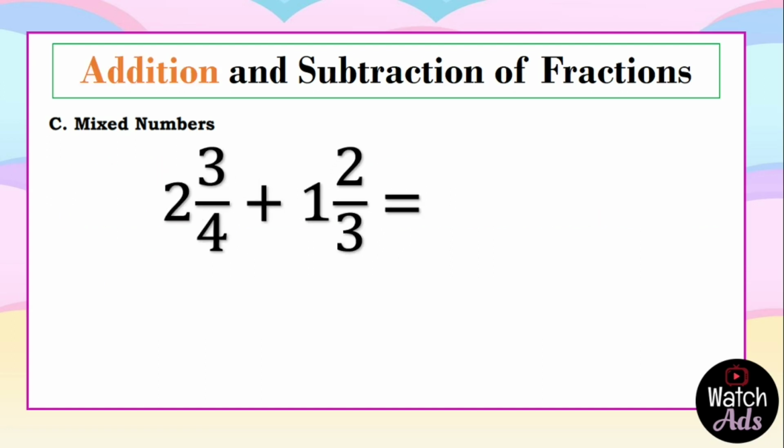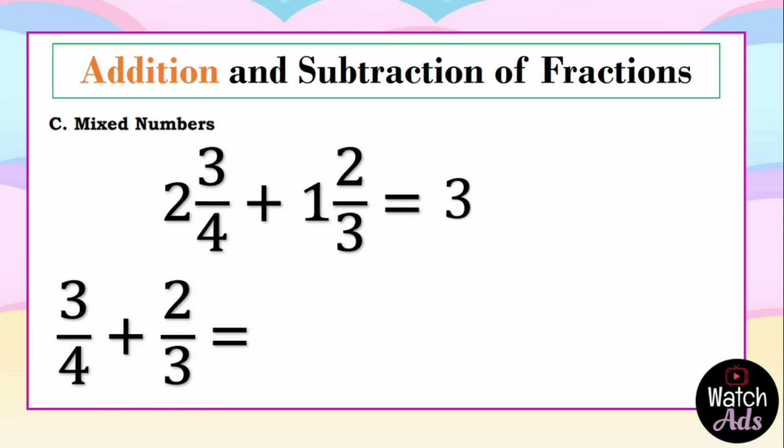Let's have an example. 2 and 3/4 plus 1 and 2/3. Now first we add 2 and 1, the whole numbers, it gives us 3. And then we add 3/4 and 2/3, that are the fraction parts. Now we follow the rule that we followed in the addition of dissimilar fractions because they are dissimilar. First, we find the LCD, that is 12, and then divide it by 4. That gives us 3, multiplied by 3 gives us 9.